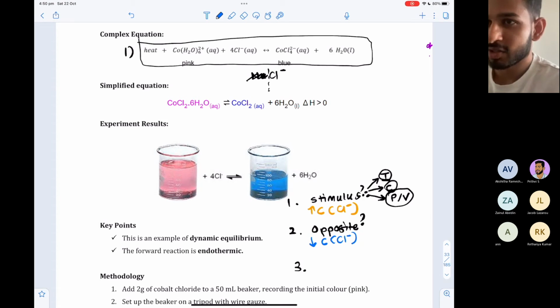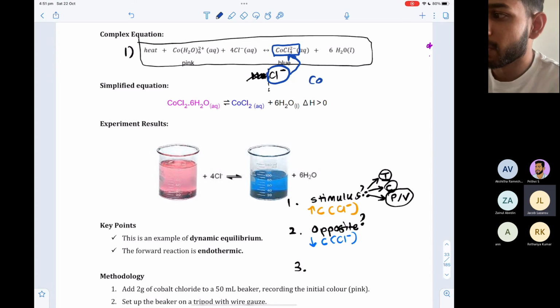That's it. Just literally write the exact opposite of the stimulus, which is a decrease in concentration of Cl minus. Well, how come it doesn't increase on the product side? Good question. That's because this is a unit together. When you add Cl by itself, it can't just go and join to more cobalt chloride.